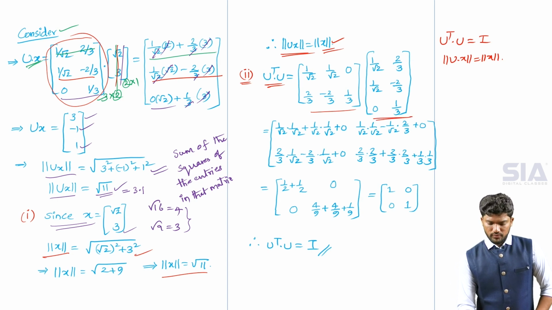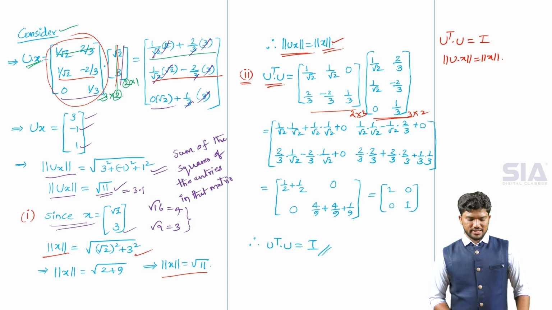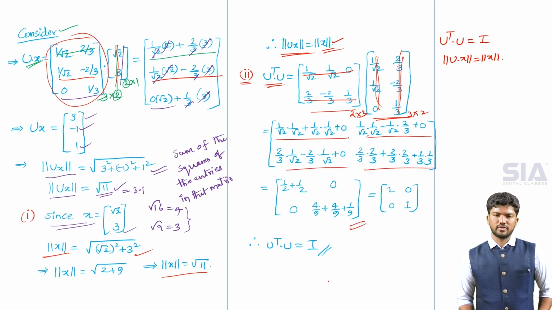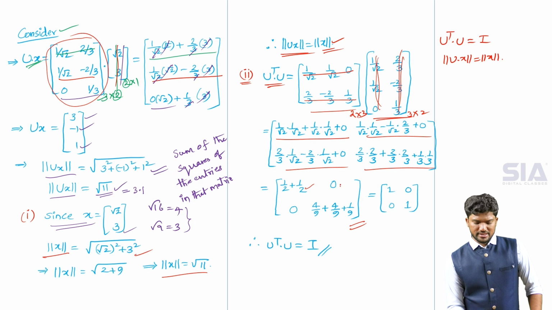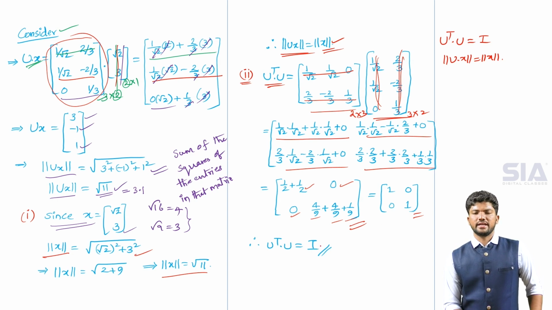So therefore, if you do the multiplication, it is a 2 by 3 matrix and a 3 by 2 matrix, so we can apply the multiplication. Then if you proceed with this row and these two columns, and this row and these two columns, in this format, you will get values in this format. 1 by 2 plus 1 by 2, 0, 0, 4 by 9 plus 4 by 9 plus 1 by 9. So if you simplify those values, 1 0 0 1, it is a 2 by 2 identity matrix. Therefore, U transpose into U is equal to I.